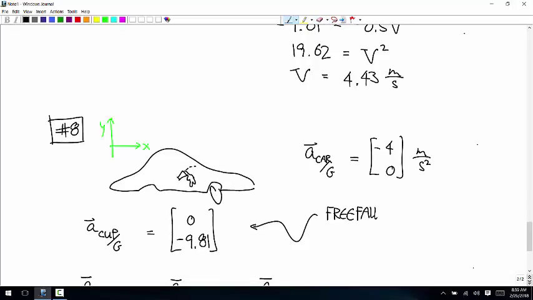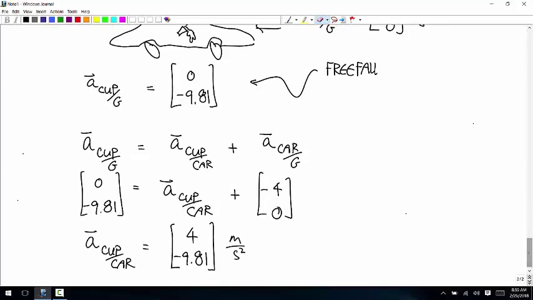It's falling straight down. Yeah, so the cup relative to the car would be 0, negative 9.81, because the cup relative to the ground is always 0, negative 9.81. But the car's moving, and when the cup falls, it's accelerating. So for an observer on the ground, something in free fall always has an acceleration downwards of 9.81.